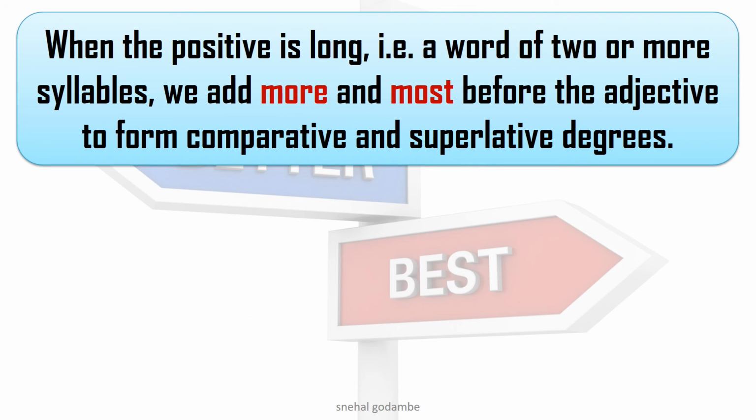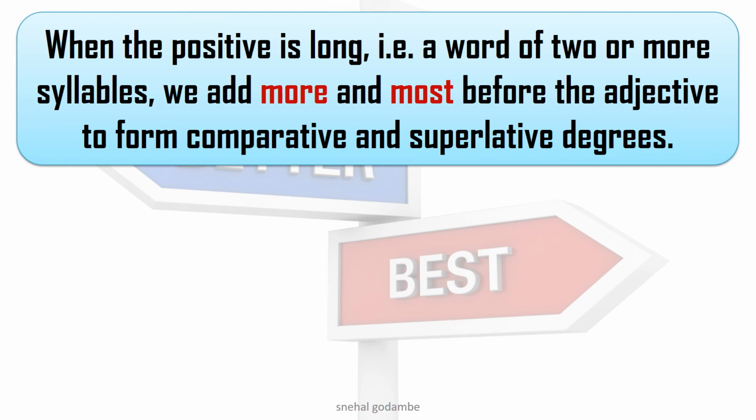The next rule: when the positive is a long word, that is a word of two or more syllables, we add more and most before the adjective to form comparative and superlative degrees. See, till yet we have seen that we have to add er or est. But here, when the word is a long word, that it has two or more syllables, then we are not going to add er or est, but we use different words, more and most.